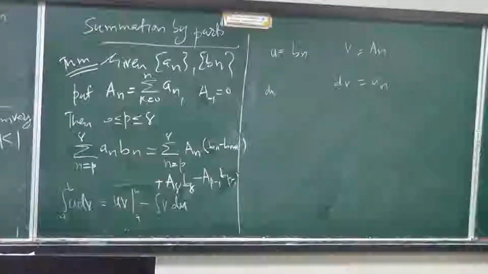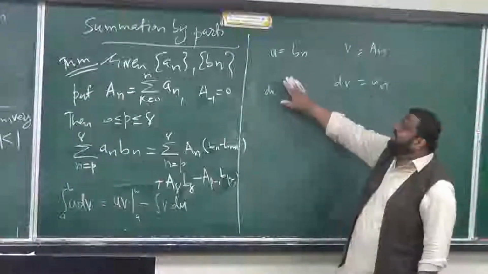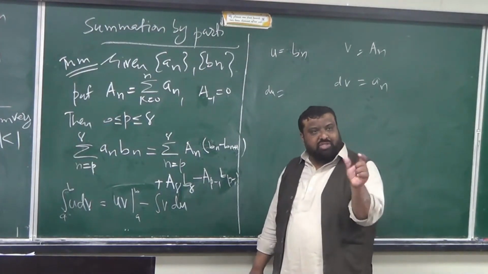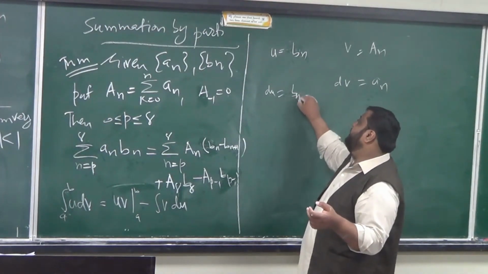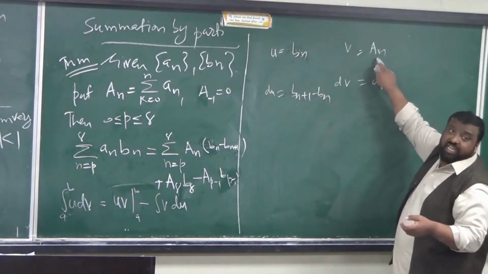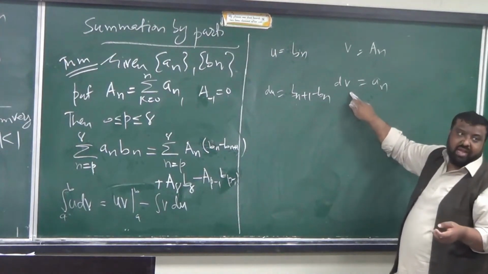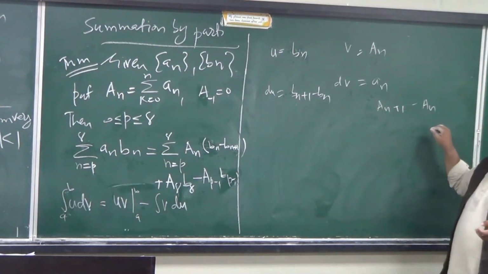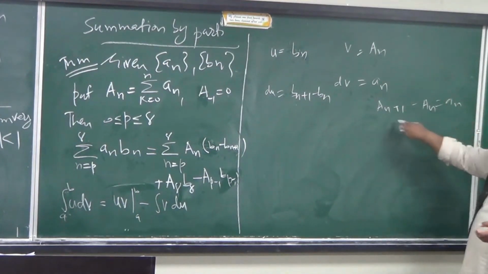Just think about it first. I'm saying that take U to be Bn, then dU is going to be what? Just like the difference of two instants. So roughly I can interpret it as Bn plus 1 minus Bn, for example. And my V is An, then what is going to be my dV? It's going to be roughly An plus 1 minus An, which is small an actually, because An plus 1 is what?